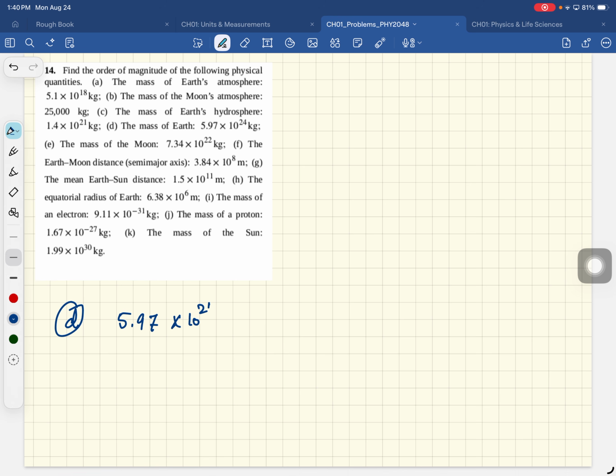So that's a megagram. So B, I'll do one more. 320 teragrams. Tera is 10 to the 12.